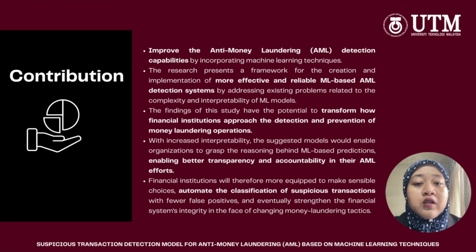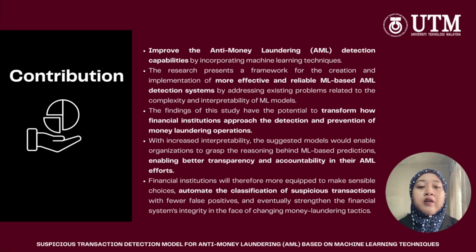The third one is to transform the financial institution's approach from traditional rule-based, scenario-based detection to using machine learning in the detection and prevention of money laundering operations. The fourth one is that machine learning can help enable better transparency and accountability to detect money laundering activities. And lastly, machine learning can help automate the classification of suspicious transactions, even though money laundering tactics are changing in the future.